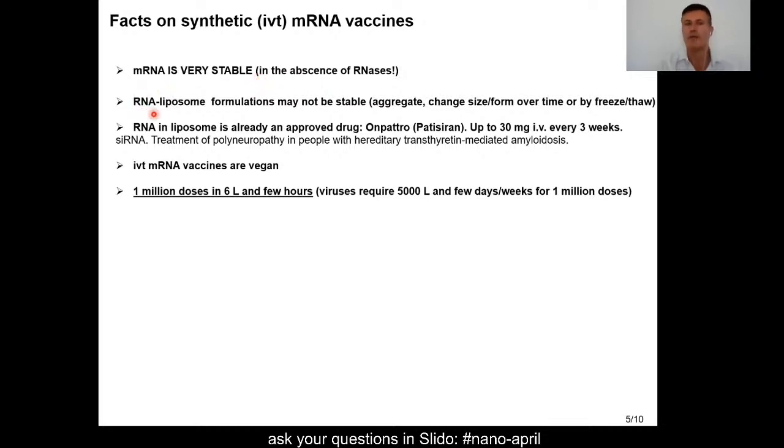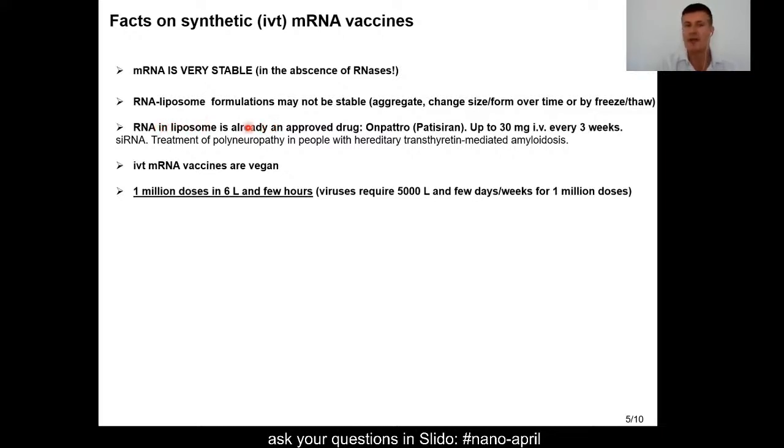On the contrary, the pharmaceutical formulation of RNA in liposomes may not be stable. It may aggregate, it may change size or form over time, or by freeze drying. So that's why the formulation of the mRNA vaccines has to be stored at a low temperature. It's because of the liposome, not because of the mRNA.